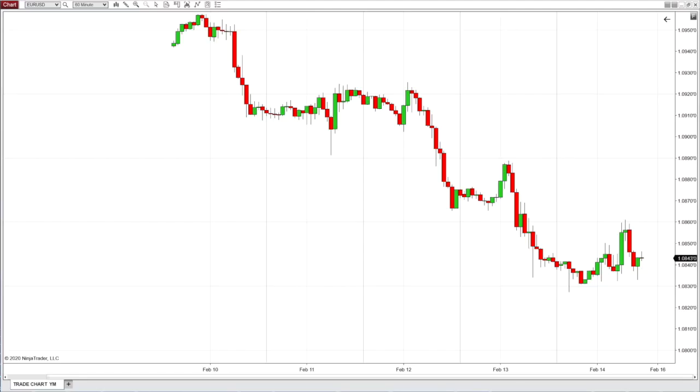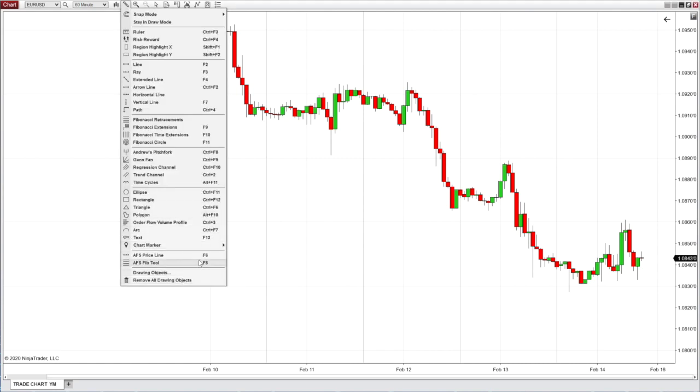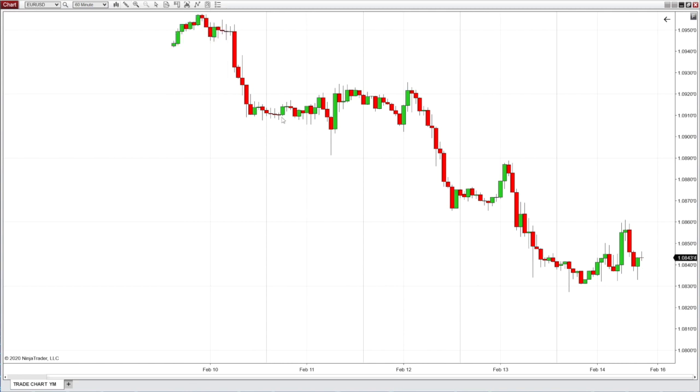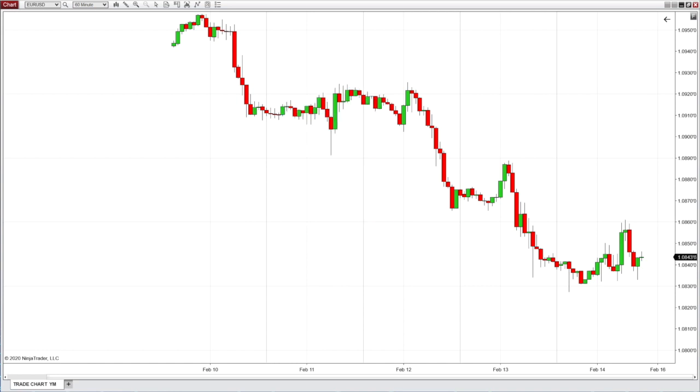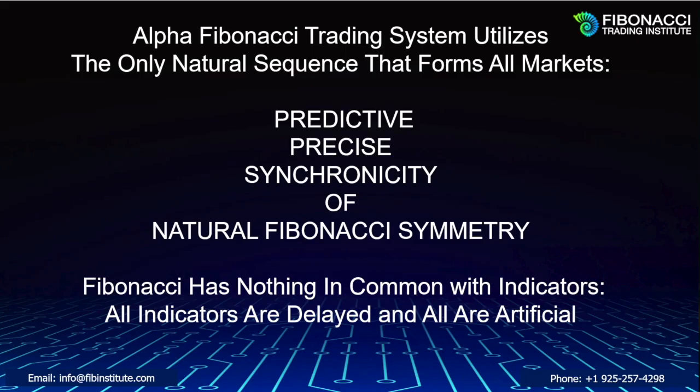Here's a reminder. When you come to this chart, under the pencil, under the drawing tool is where you find Fibonacci. But if you don't know the proprietary strategy, proprietary method, proprietary software, you cannot possibly use it. Indicators are found in a very different place. Indicators are found after you right click. So please never confuse the two. There is nothing in common between delayed artificial indicators versus natural predictive precise Fibonacci.